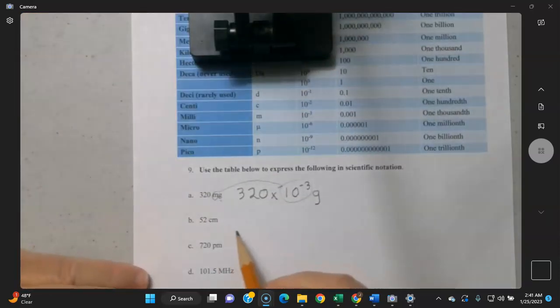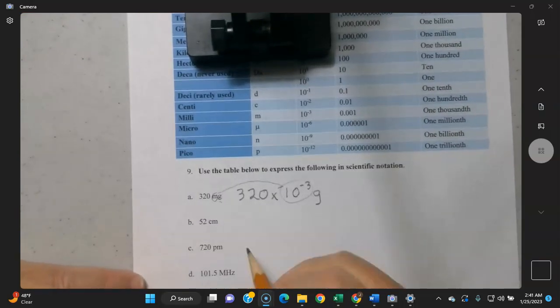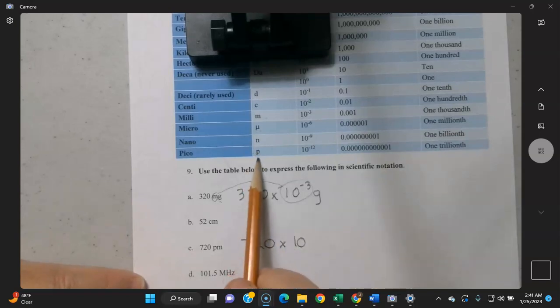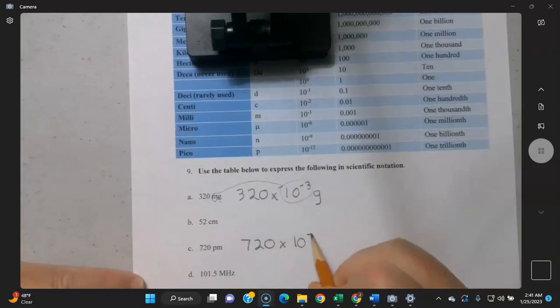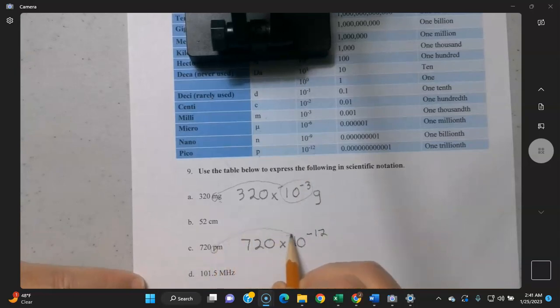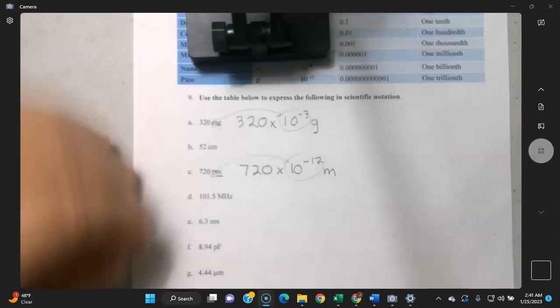Let's do this one, 720 picometers. So it's going to be 720 times 10. We come up here, pico is 10 to the minus 12th. Okay, so the p is substituted by this, but you still have to write the m for meters, so it's meters. Okay. All right, and I'll do one more here.